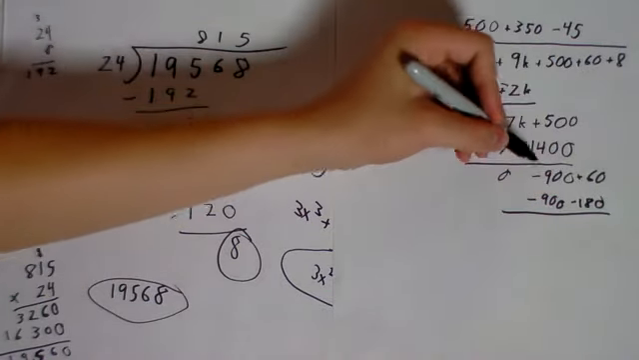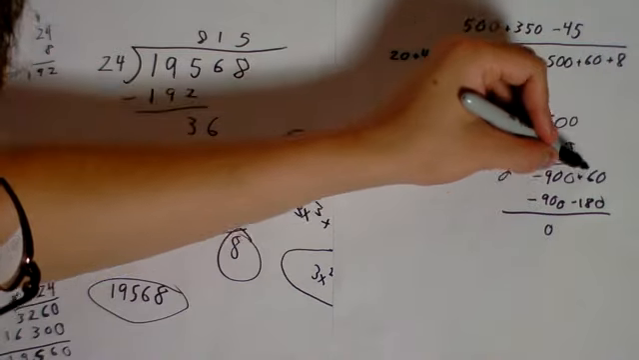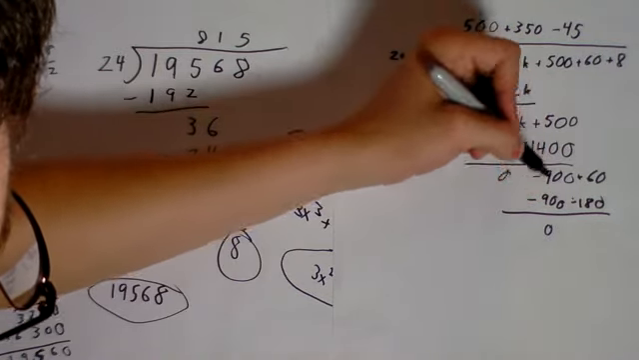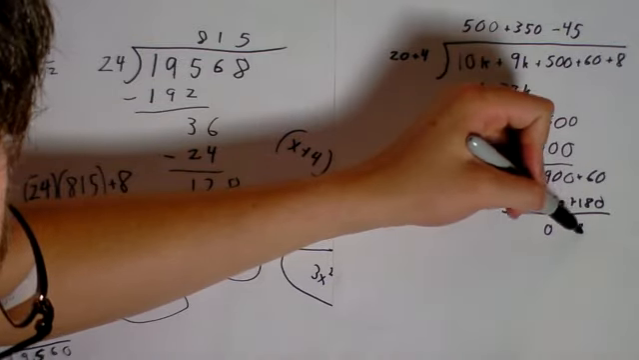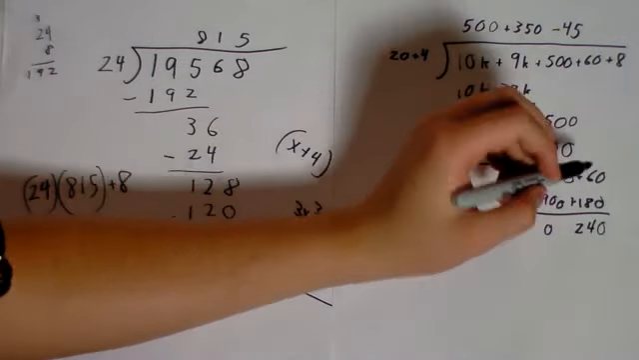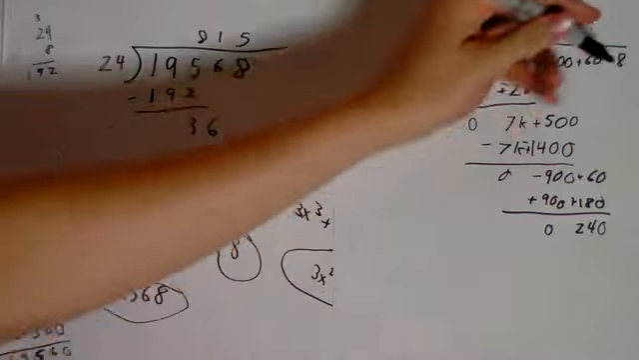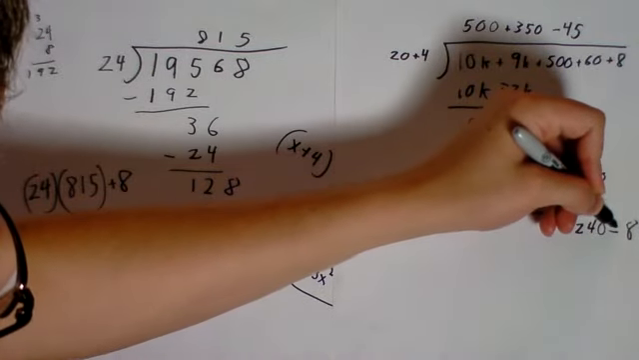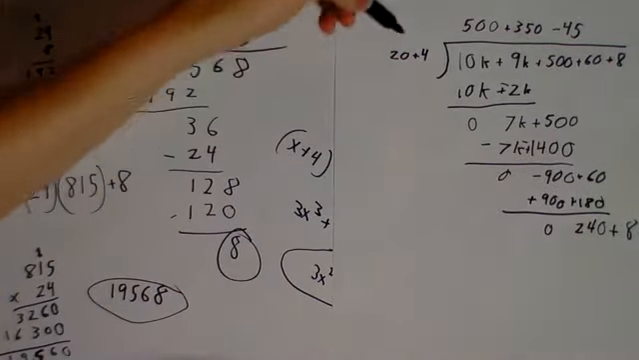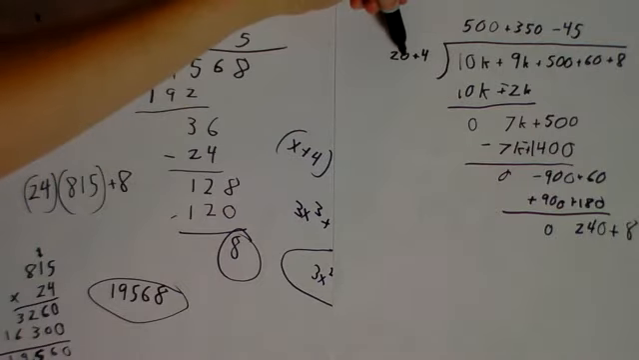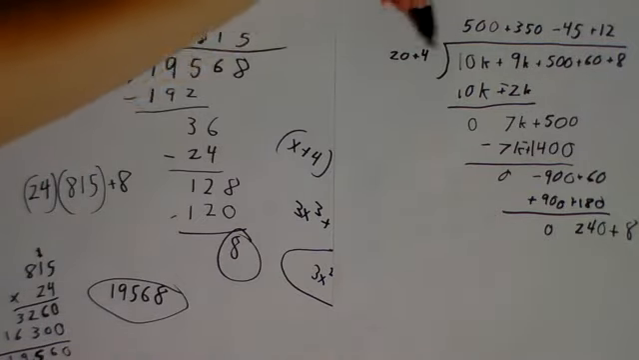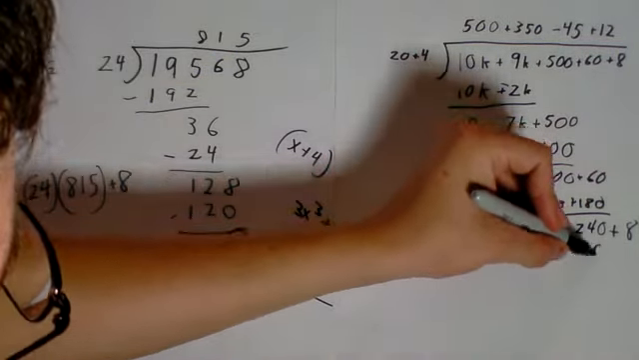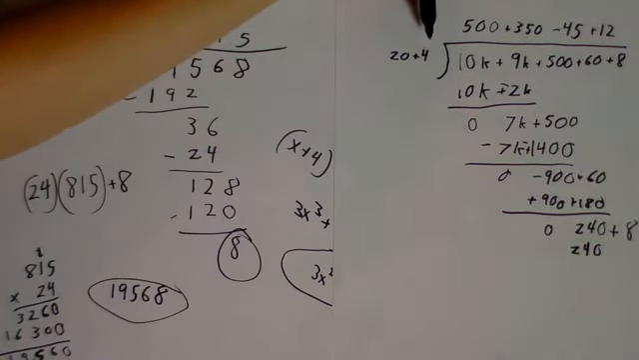And now we're going to subtract again. These are going to cancel, and then here we're changing the signs. So we've got 60 plus 180 is 240. And then we're going to bring down the 8. Hey, I remembered to do it in time. You should be proud of me. Okay, 20 goes into 240 12 times. And then 12 times 20 is 240. 12 times 4 is 48.